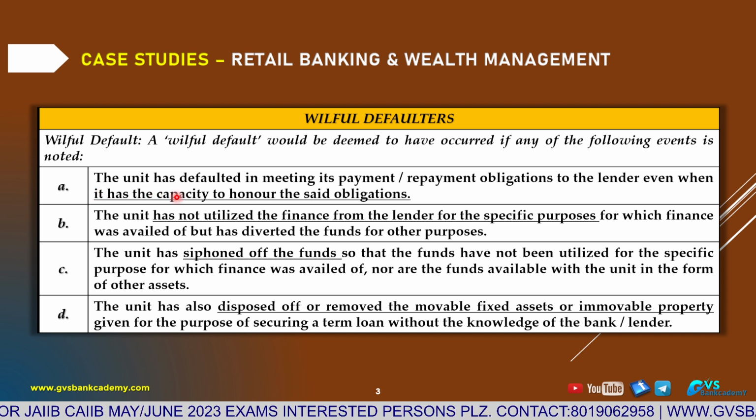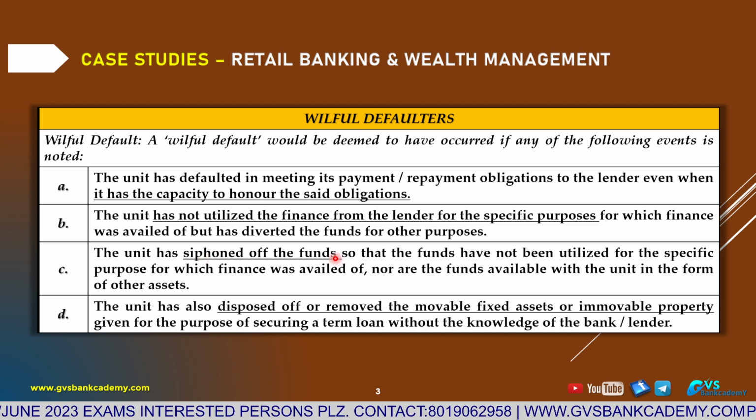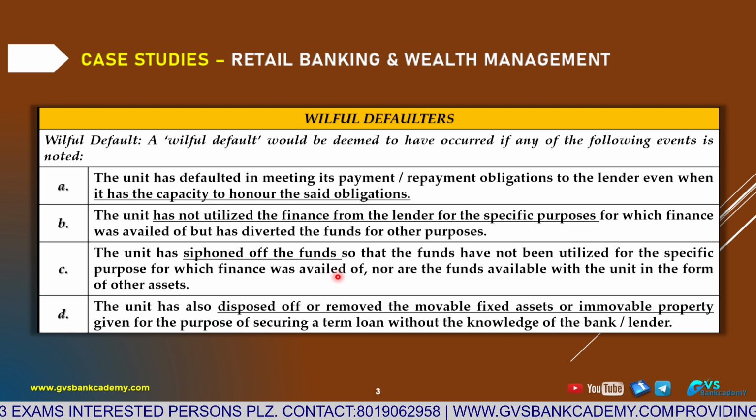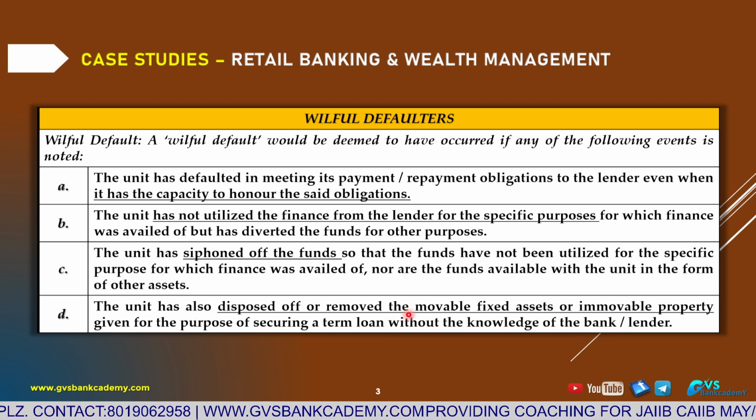What is the first? Having capacity but not honoring the commitment. Not utilizing the finance for the specific purpose for which it was sanctioned. The unit has siphoned the funds, not utilized them for the sanctioned purpose, or the unit has also disposed of the immovable property or removed the movable fixed assets or immovable property given for the purpose of securing a term loan without the knowledge of the bank. They are disposed of or removed. These are the willful defaulter conditions.